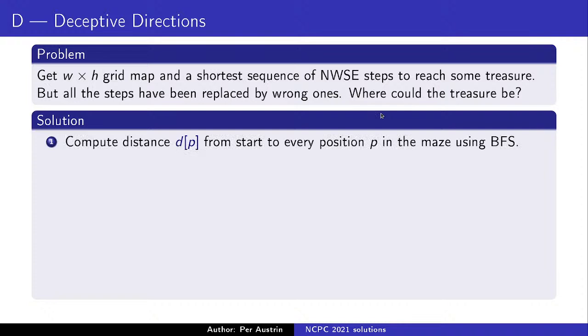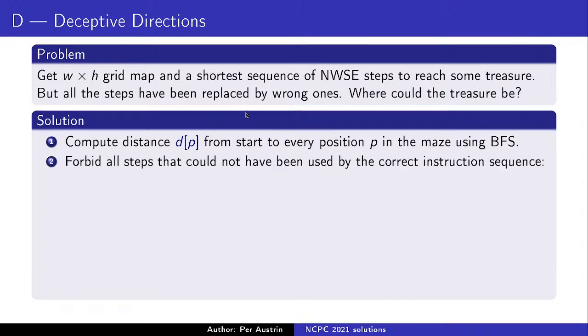So here's the solution. Because the sequence that we get is supposed to be a shortest sequence that reached the treasure, distances in this map are very relevant. So the first thing one should do is compute the distance from the starting position to every position in the maze using a breadth-first search. For a position P, let's say that d(P) is the distance to that position.